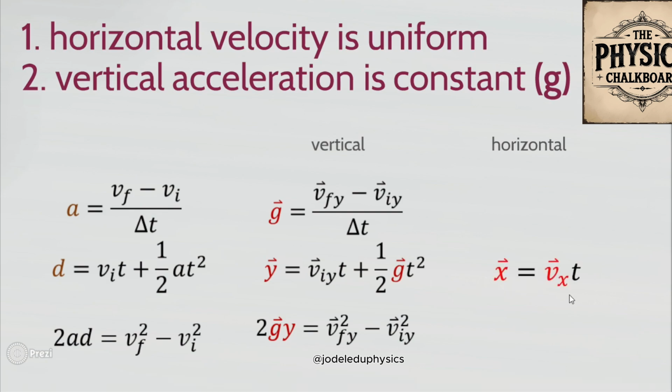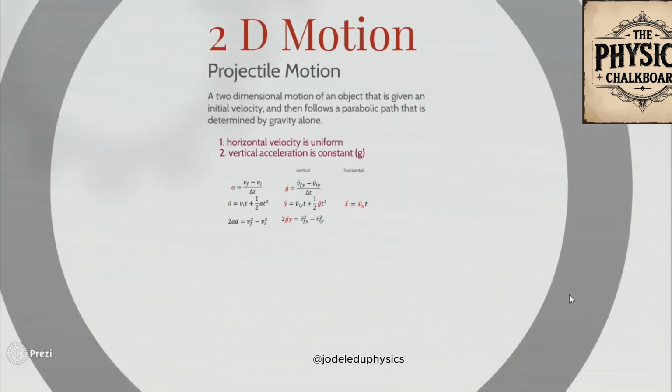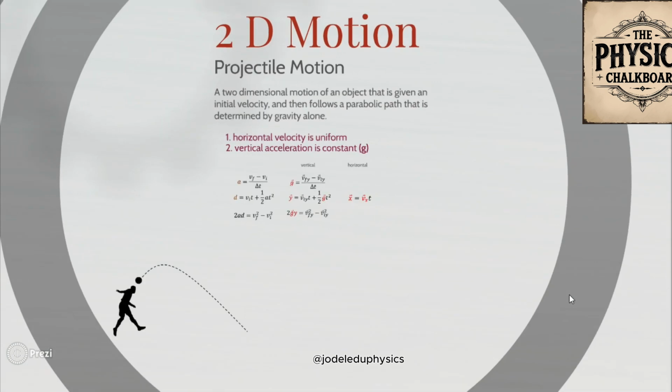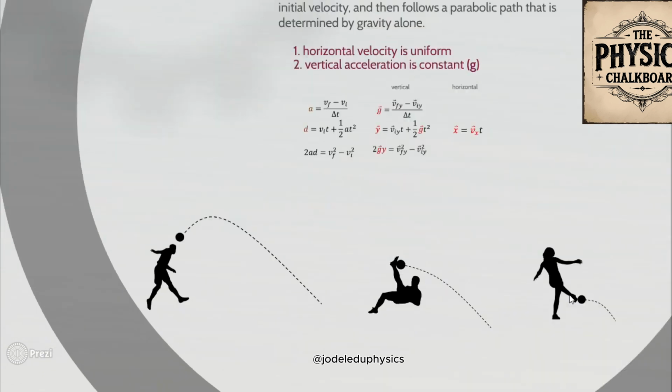But how does it look in real motion? With uniform horizontal velocity and constant downward acceleration, the object moves forward while gravity pulls it down. The result? A curved path that bends downward, forming a parabolic trajectory. Let's explore these scenarios through this example illustration.